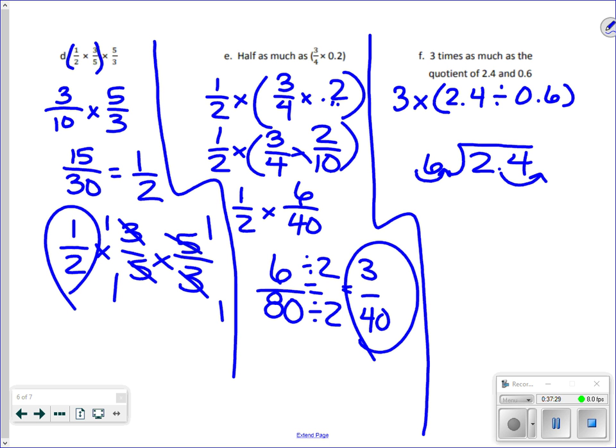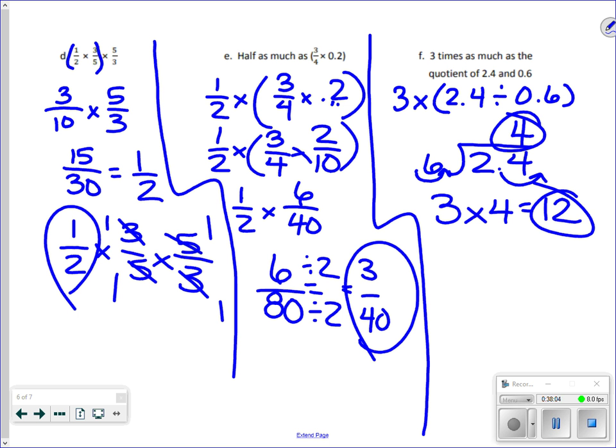So now it's 6 going into 24. It's not 6 divided by 24. It's 24 divided by 6. How many times can 6 go into 24? 4. That's my answer for 2 and 4/10 divided by 6/10. And then 3 times 4 equals 12. It's easier than doing the fractions. You can do the fractions.